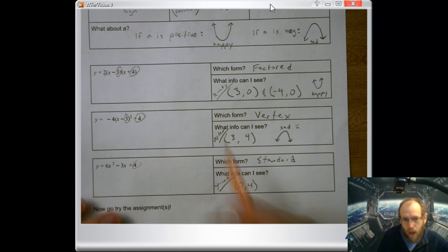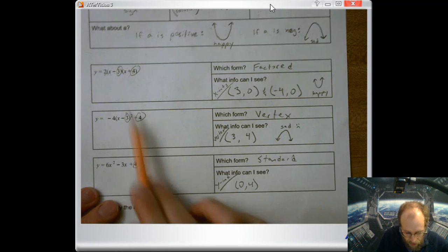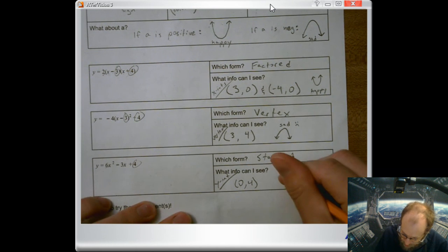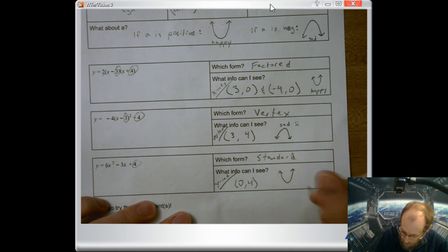What else can I see? Well, I should always be able to tell whether I'm looking at a happy or a sad parabola, and that comes from the a value out here in front. That's a 6, but it's a positive 6. So I've got a happy parabola.